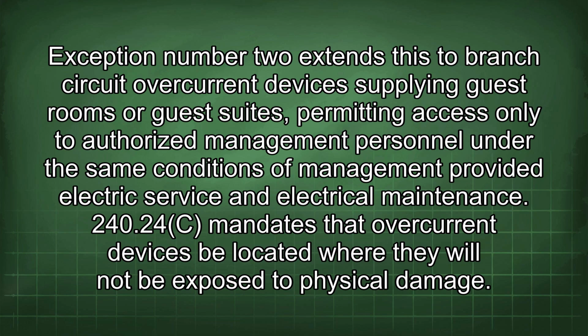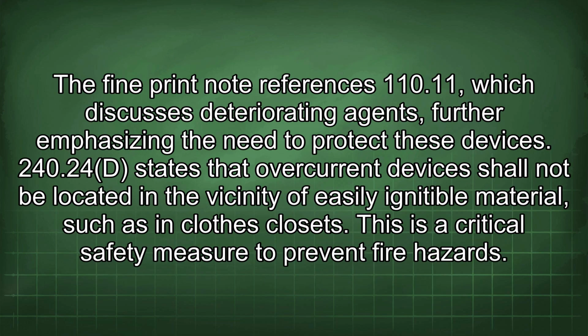Exception number 2 extends this to branch circuit overcurrent devices supplying guest rooms or guest suites, permitting access only to authorized management personnel under the same conditions of management-provided electric service and electrical maintenance. 240.24(C) mandates that overcurrent devices be located where they will not be exposed to physical damage. The fine print note references 110.11, which discusses deteriorating agents, further emphasizing the need to protect these devices.